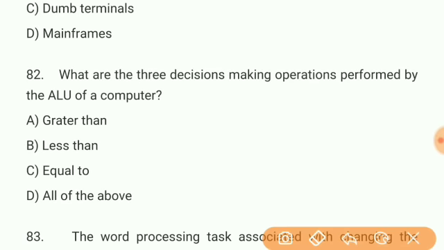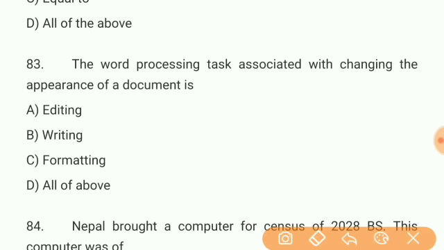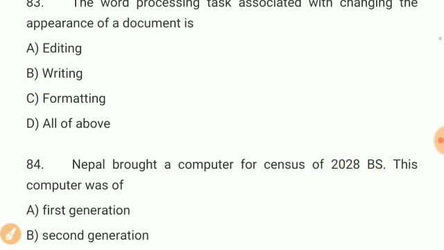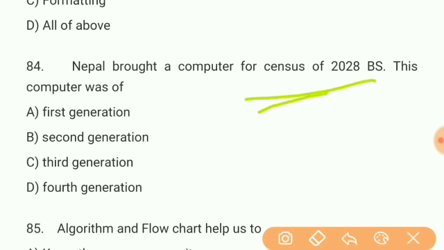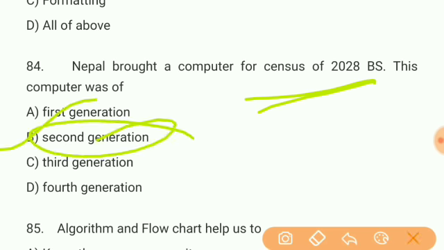What are the three decision making operations performed by the ALU of a computer? And it is all of the above. Okay. Then the word processing task associated with changing the appearance of a document is formatting. Then Nepal bought a computer for census in 2028 BS. This computer was of which generation? This computer was of second generation.